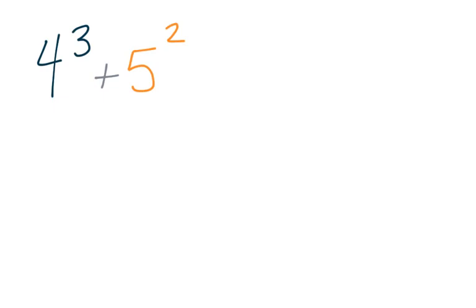Number 6 is write the following exponents in expanded form and do not solve. 4 to the power of 3 plus 5 to the power of 2. Now, I want you to realize you cannot do this. That is not the correct answer. You can't just add the bases and the exponents. It's not the way this works.